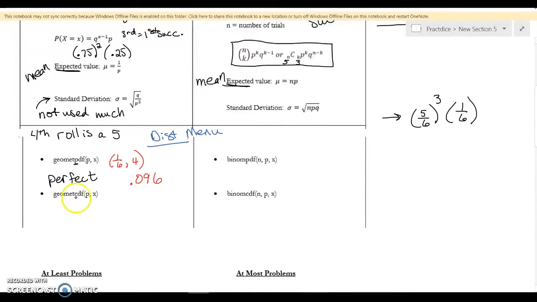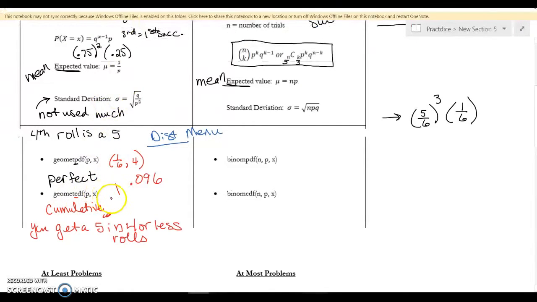Now when we get here, C stands for cumulative. That's everything up to there. So this example would be, you get a 5 in 4 or fewer rolls. I can get a 5 on the 1st, I can get it on the 2nd, I can get it on the 3rd, or I can get it on the 4th. It could happen in any of those times, and that's why it's cumulative.